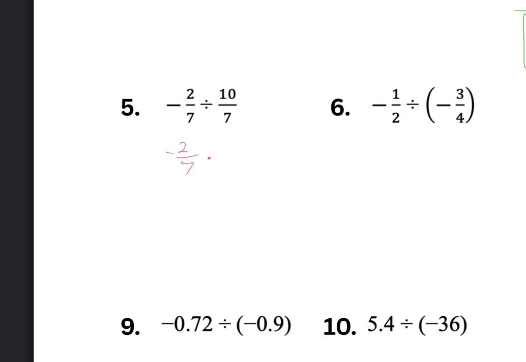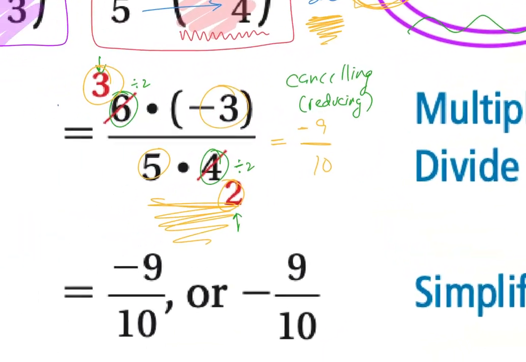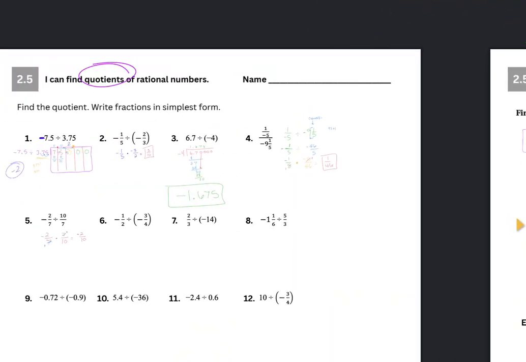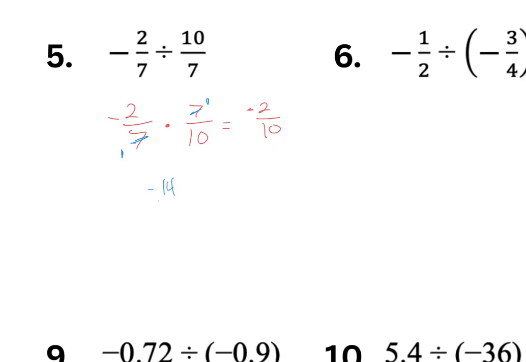-2/7 times 7/10 is -2/10. Why is that? Because these guys can cross cancel. And remember, we talked about this here. If you don't want to cross cancel, then don't. You would get negative 14/70ths, and when you divide them both by 7, you get negative 2/10, which is actually negative 1/5.